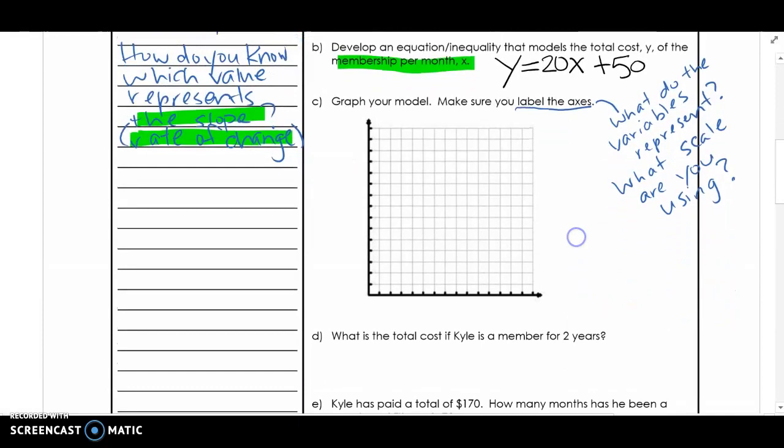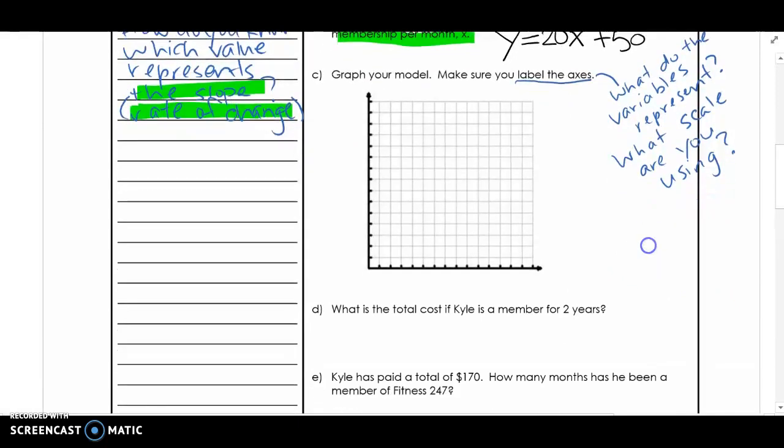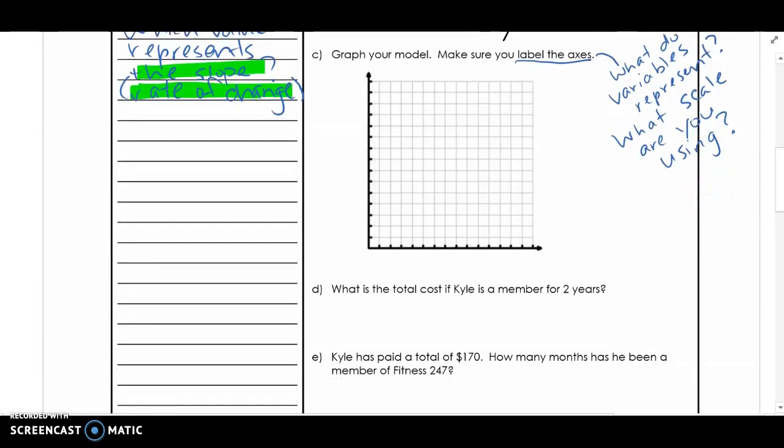When you graph your equation, you want to make sure you label the axes. There are two things you need to label. You need to represent the x value. What does it represent? It represents the number of months. So we're going to label the x-axis with months. And based on the number of months, we can determine the cost. The cost is dependent on the number of months.